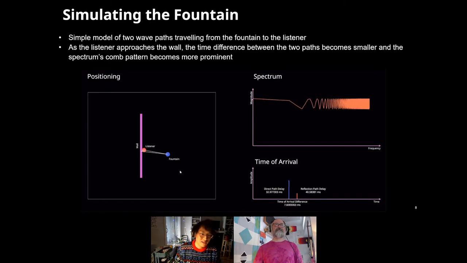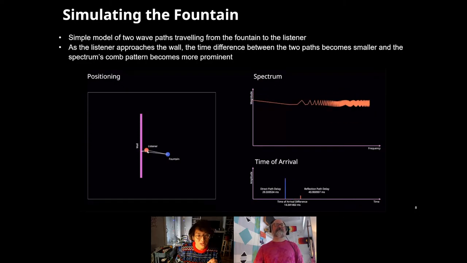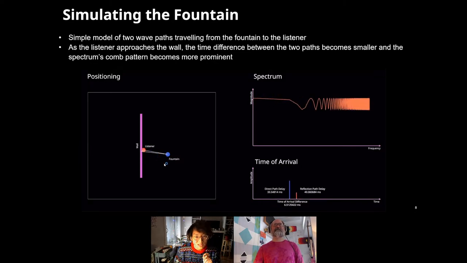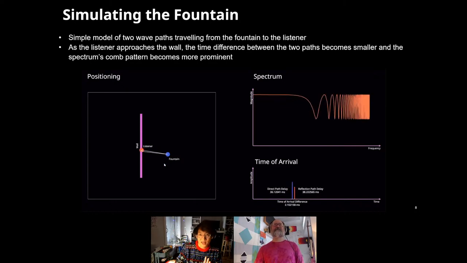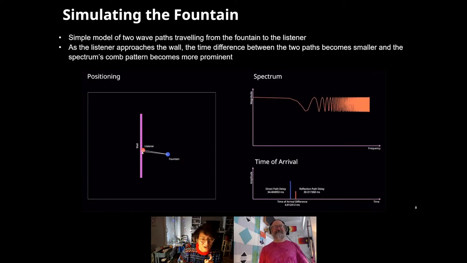On the left here, we have a simulation of that fountain example. So we have the wall, we have the fountain as a sound source, and then we have the listener that's approaching closer and closer to the wall. But there's also these two lines, and those are the paths that the sound waves take from the fountain to reach the listener. There's a direct path going to the listener, not obstructed, but then there's also this reflection that's going off of the wall before hitting the listener.